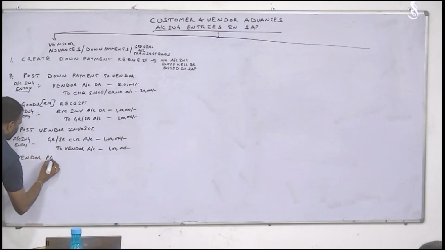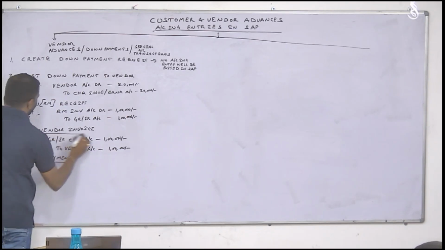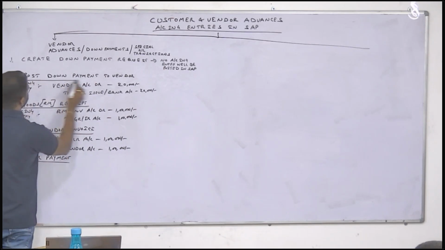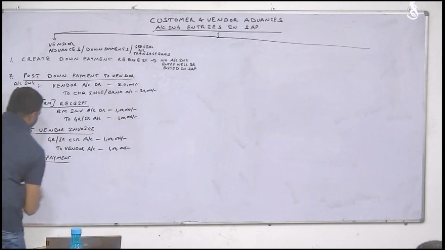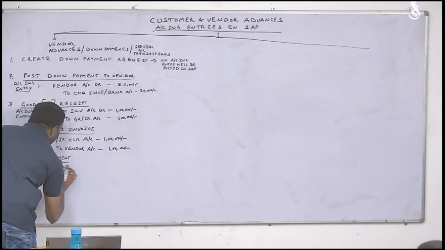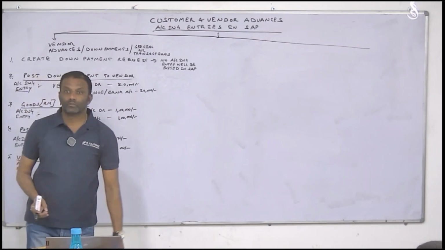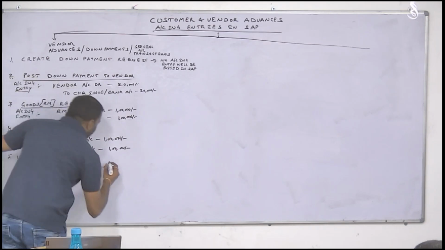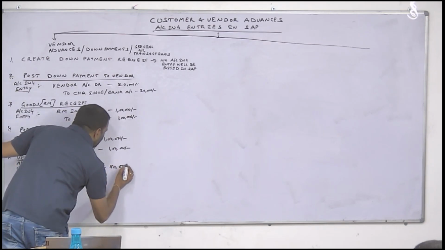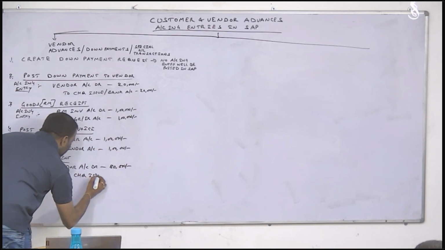Vendor payment. What is the accounting entry? Vendor account debit to check issue clearance account. Vendor account, how much? Because you already paid 20,000, right? How much more should you pay? 80,000. Balance amount 80,000. To check issue.